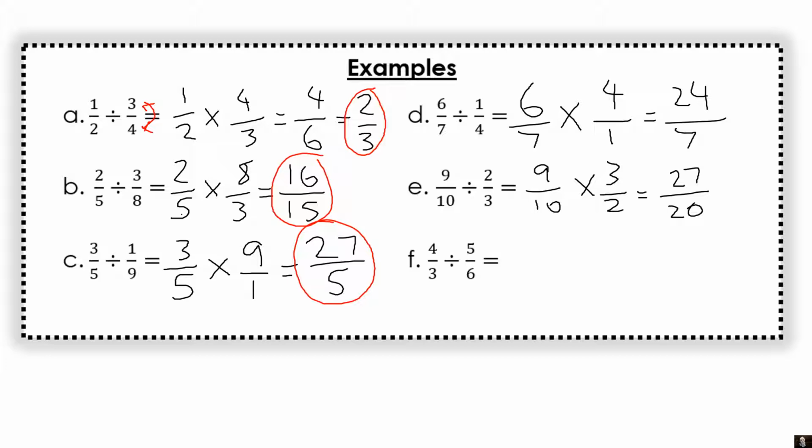Alrighty, last one down the bottom. I've got 4 over 3 divided by 5 over 6. So I write my first fraction down as usual. Then I times instead of divide, and I flip the second fraction. 6 over 5. So 4 times 6 on the top is 24, and 3 times 5 is 15. That's it. So we write the first fraction down like normal and times by the second fraction, but it's flipped.